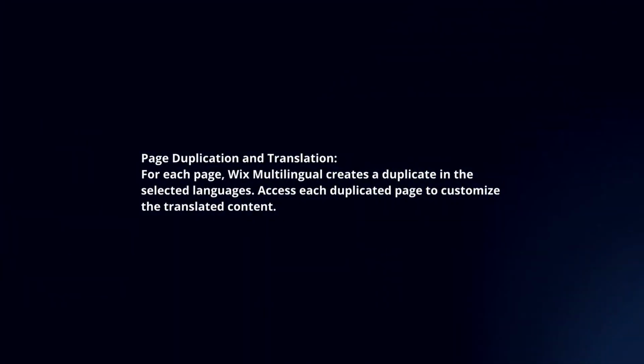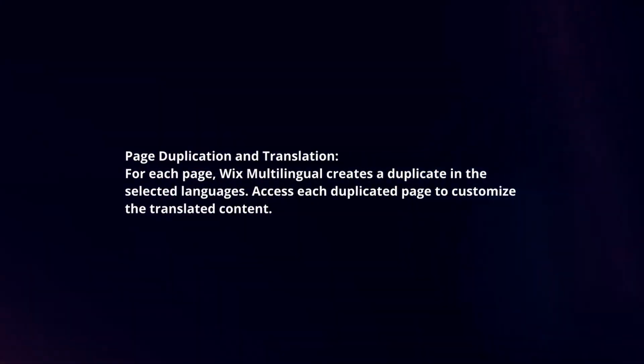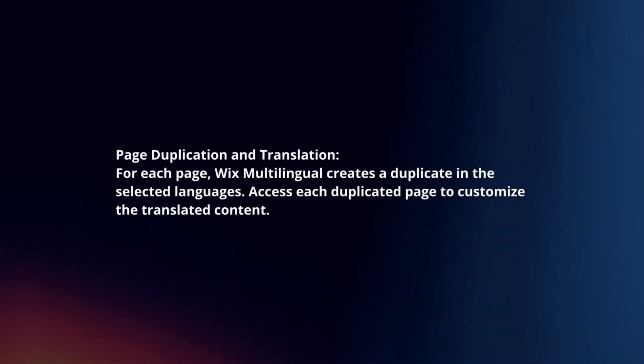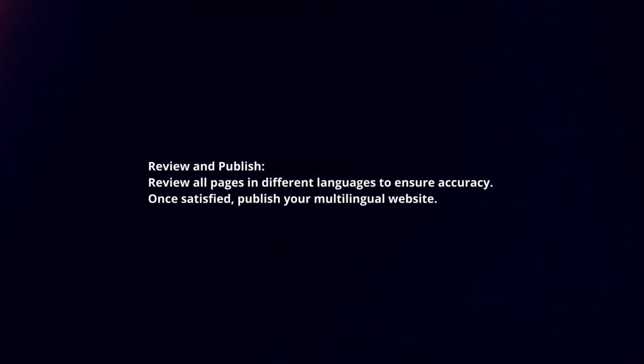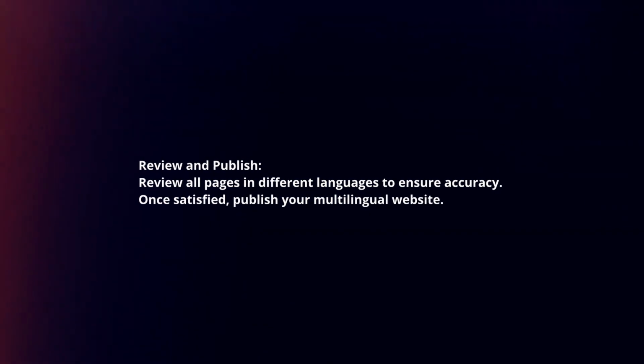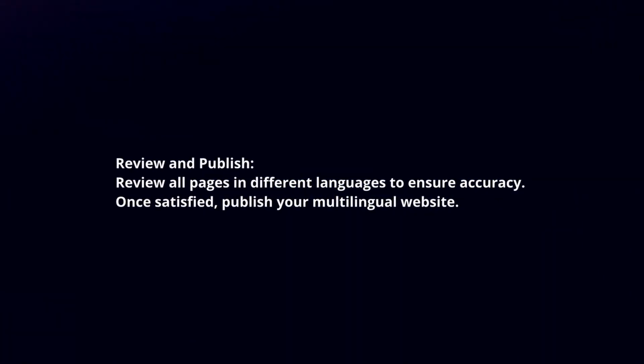Page duplication and translation. For each page, Wix Multilingual creates a duplicate in the selected languages. Access each duplicated page to customize the translated content. Review and publish. Review all pages in different languages to ensure accuracy. Once satisfied, publish your multilingual website.